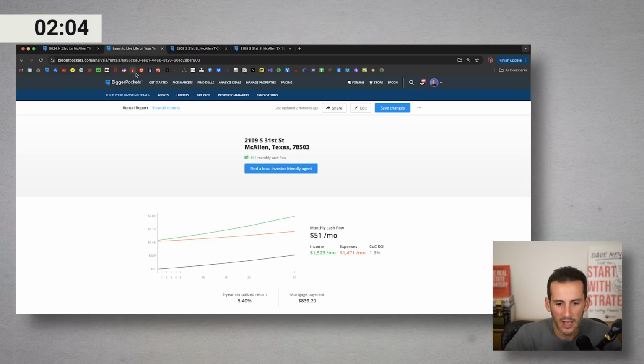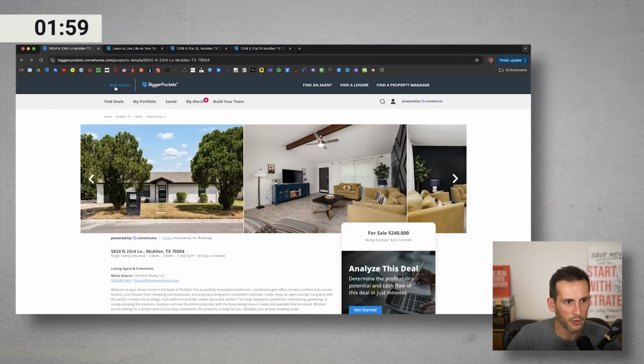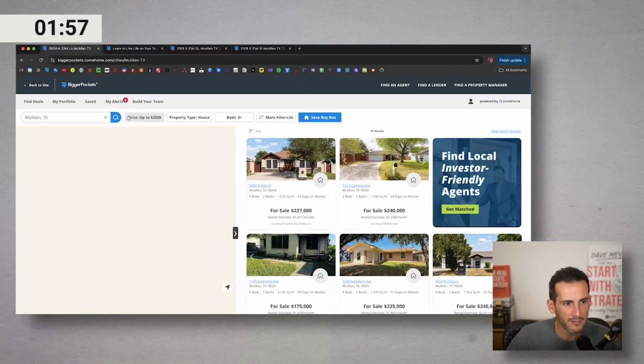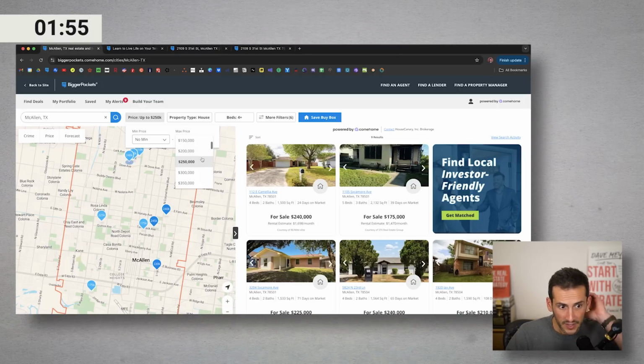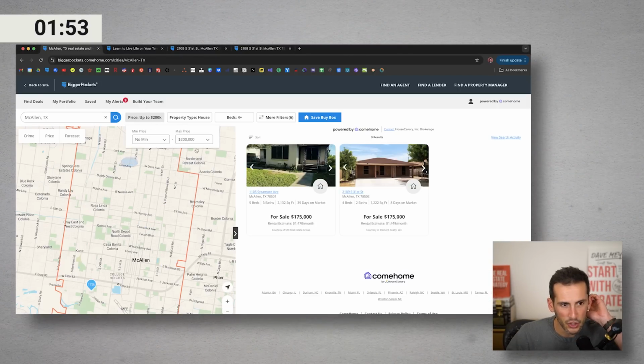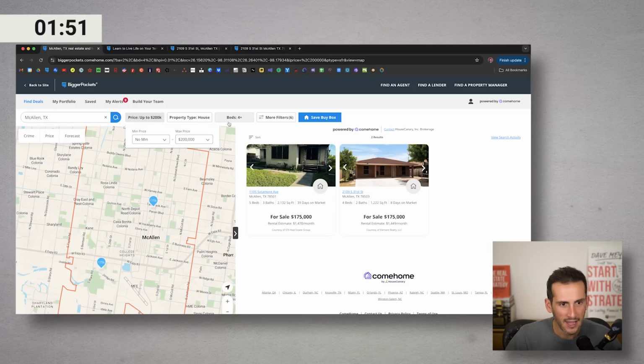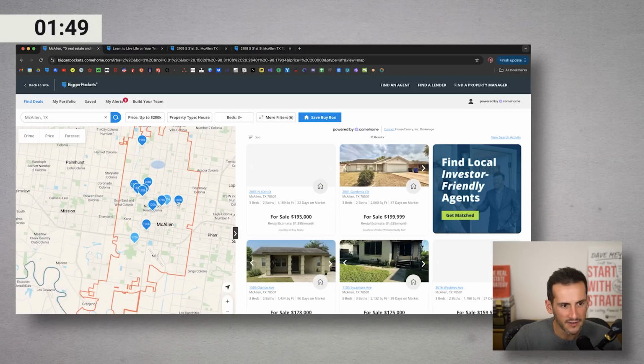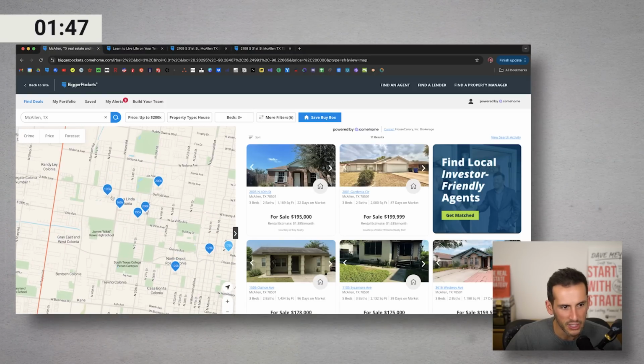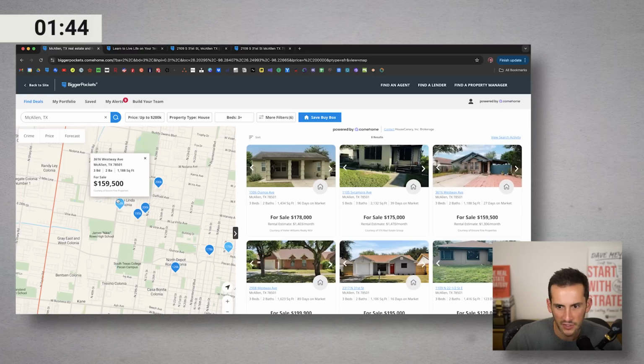So I'm going to just see how much time I have left. I have 2 minutes left. Let's see if I can find one more deal and do it super quickly. So I'm going to go back to McAllen, Texas. And now I'm going to set my price at 200,000 and then lower this to 3 beds and see if I can find something cheap, because I think something cheap is going to be our best chance of cash flow.